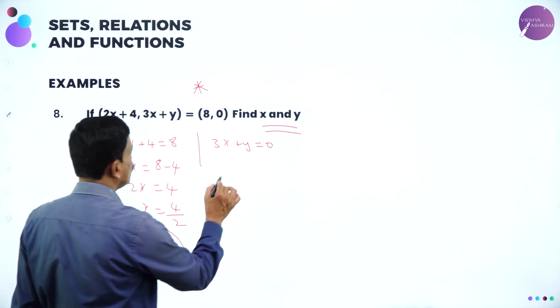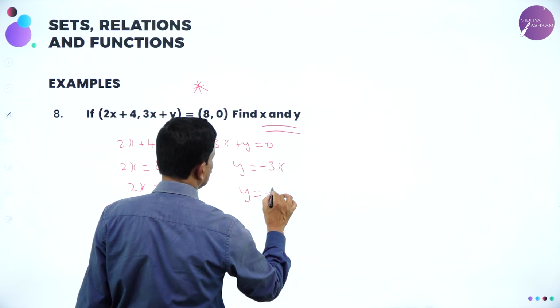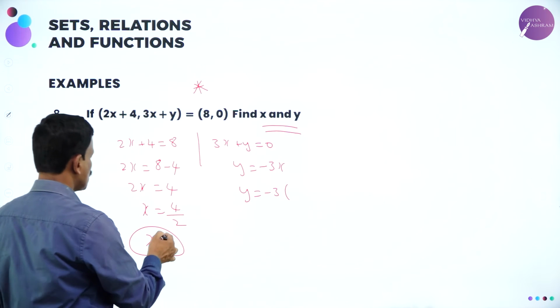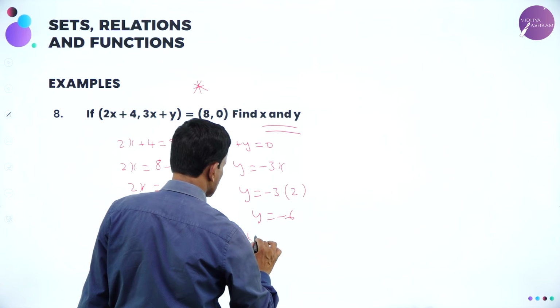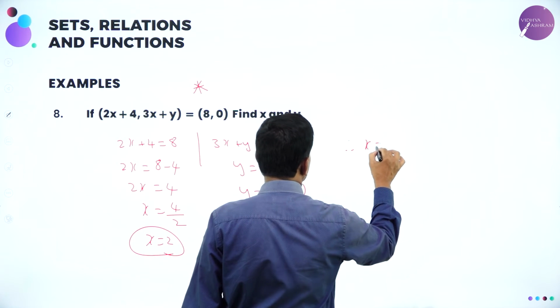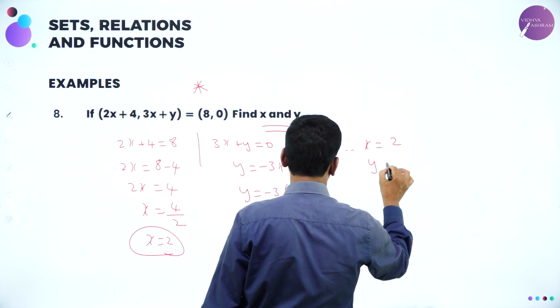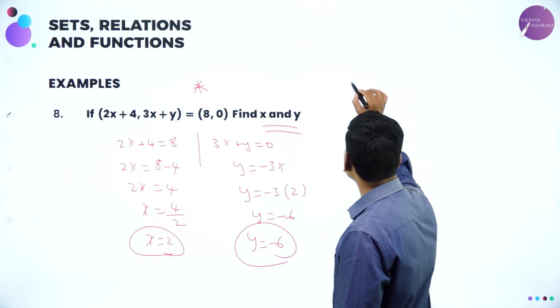Now from this what will you write? y = -3x, y = -3 into x. Already you know what x is, x is 2, so y = -6. So therefore the values are x = 2 and y = -6.